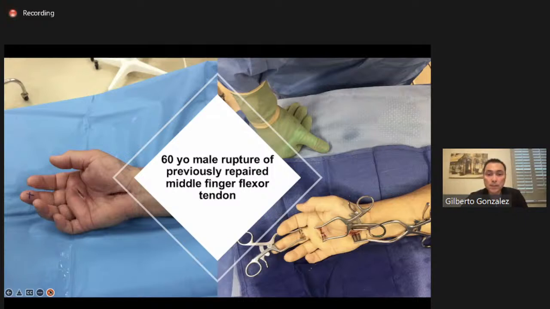Here is another example of a patient we saw, a 60-year-old male with a previously repaired tendon. We can see it here at the level of the A1 pulley. The patient has an abnormal cascade, with this finger more extended. When we explore the tendon, the gap is determined to be more than 1 centimeter, but the flexor pulley, the sheath system, is competent. So we decide, with just a small graft, to repair the gap and regain flexion of the tendon.